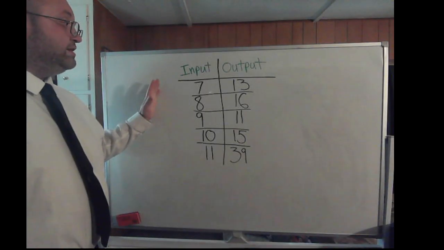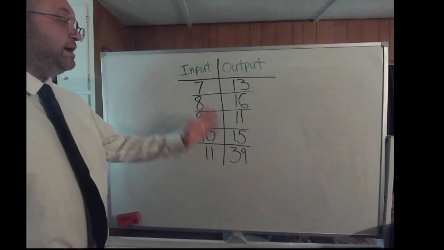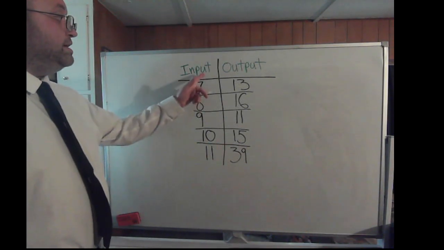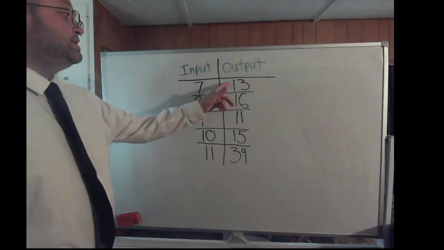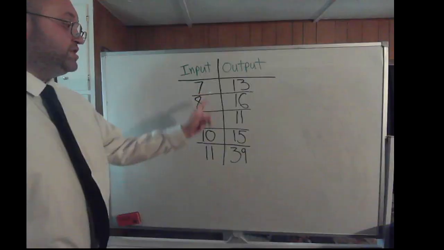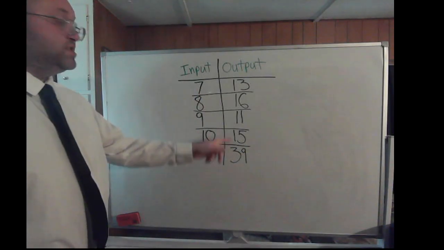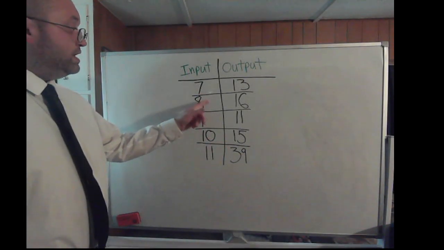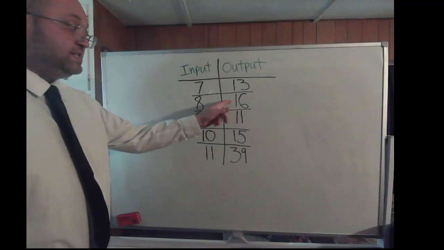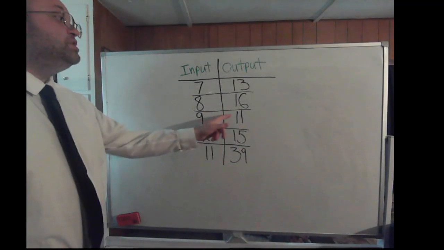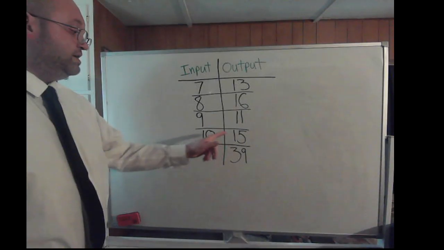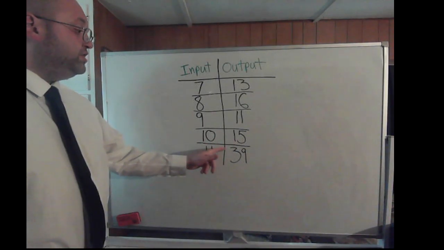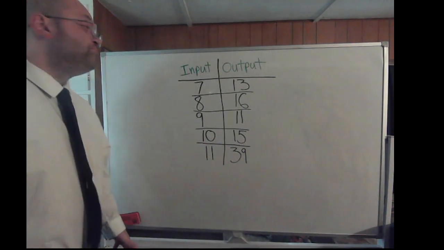So numerically, first, you might have a table of values here. So the input, like when the input is 7, you get an output of 13. That's the only output you get for 7. You see 7 nowhere else in your input list. When it's 8, you get an output of 16. When the input's 9, you get an output of 11. When the input's 10, you get an output of 15. When the input is 11, you get an output of 39.